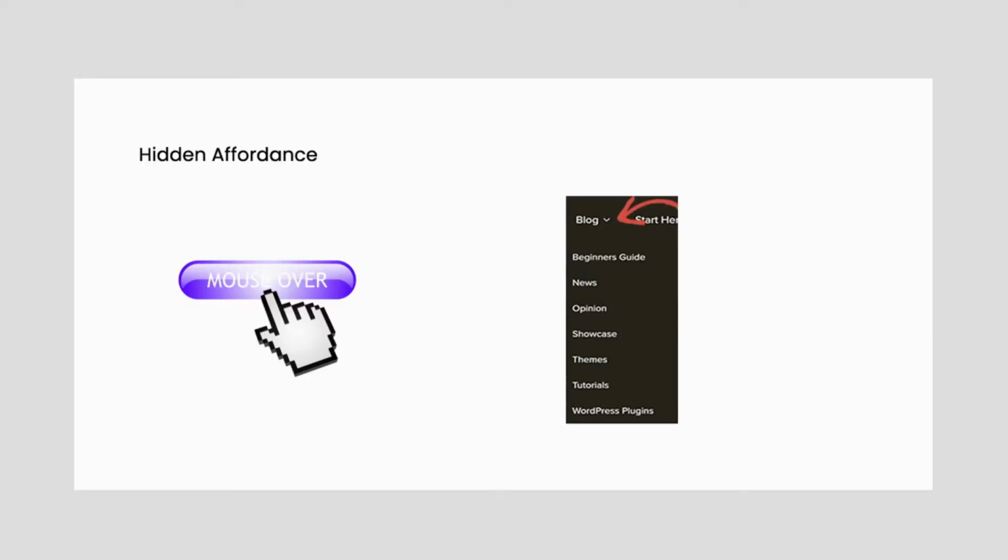Then hidden affordance. The actual affordance is not available until an action has been taken to reveal it. So for instance, hovering over a button to see whether it's active or not. Then you don't see the drop down menu unless you hover or click on the parent link item. So hidden affordances are used to simplify and reduce the visual complexity of a design.